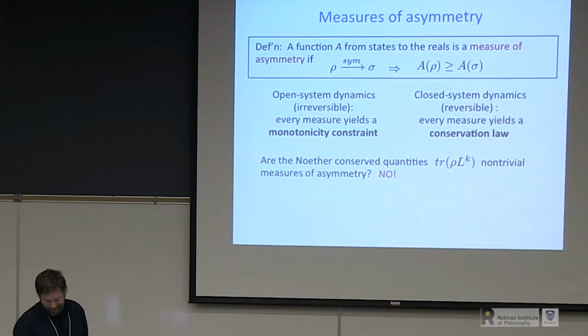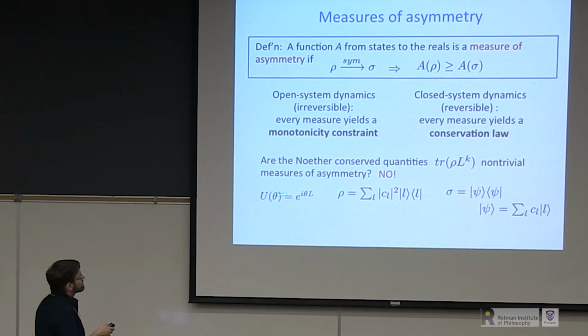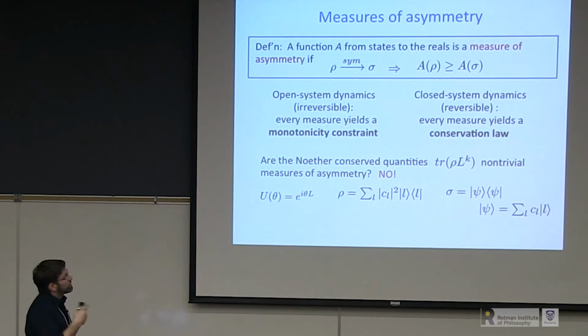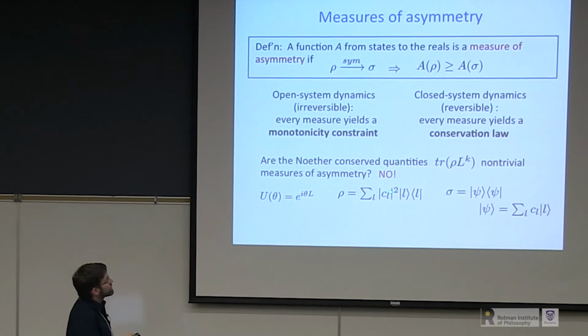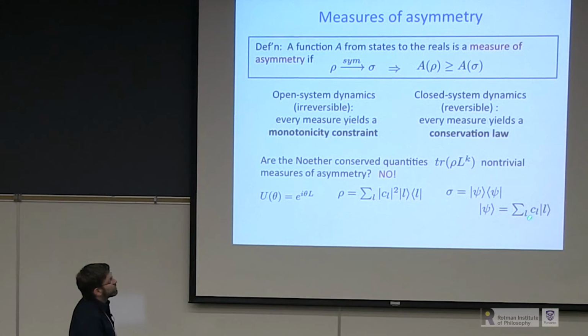I said, why not? Why are they not? So imagine a simple example where I have a generator L, maybe we're talking about rotations about an axis, and two states, rho and sigma. So rho is just going to be a mixture of the eigenstates of L, whereas sigma is going to be a coherent superposition of those eigenstates. And the amplitudes here, when I square them, give me the weights in this mixture. So these things differ in their asymmetry properties.